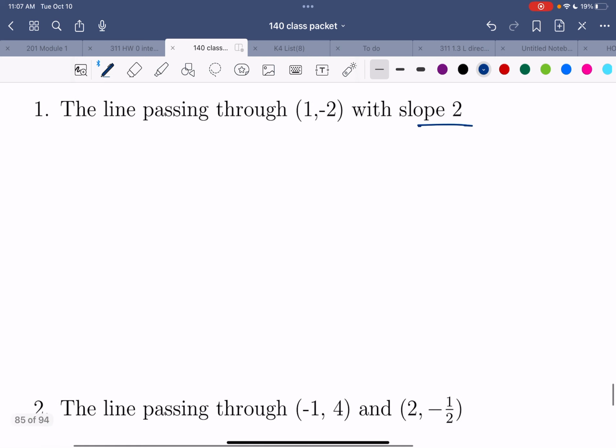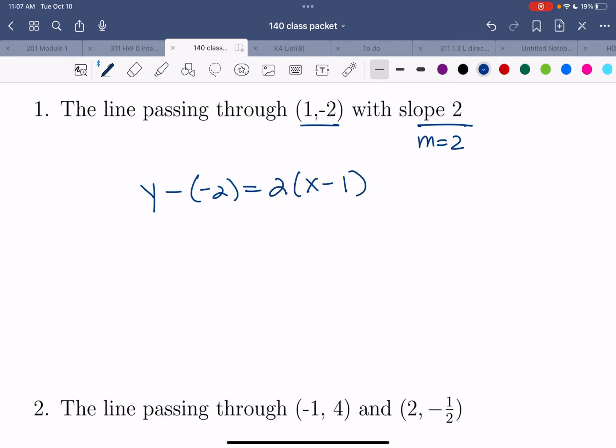We've already got our slope equals 2, so m equals 2 here, and we've got our point. So let's start with point slope. So y minus the y value, which is -2, equals m, which is 2, times x minus the x value, which is 1. So this will be y plus 2 equals 2x minus 2, and we're going to go ahead and subtract 2 from both sides. That's going to give me y equals 2x minus 4.